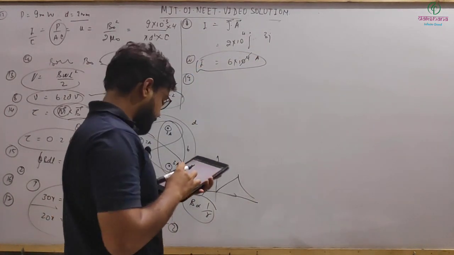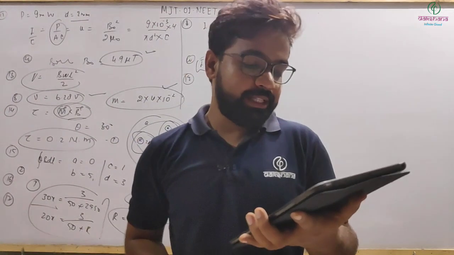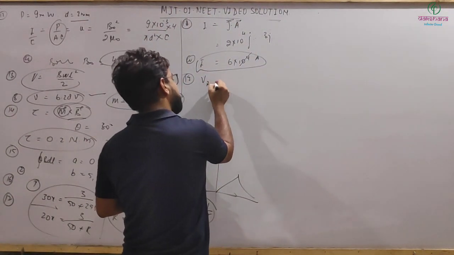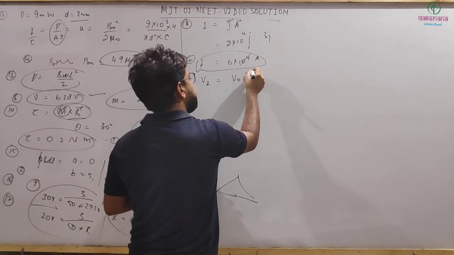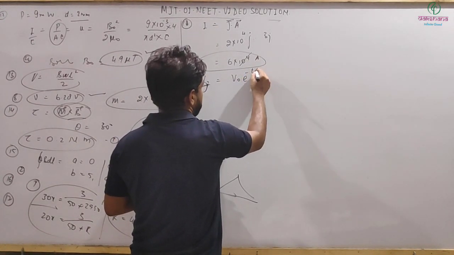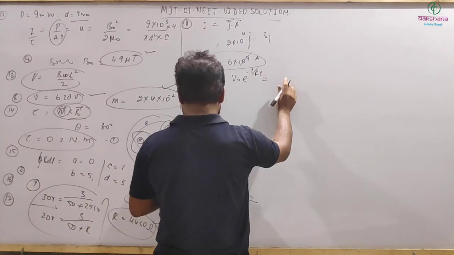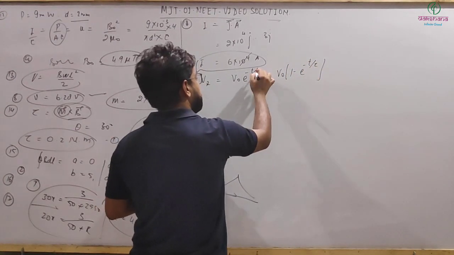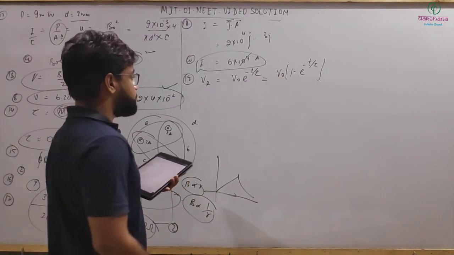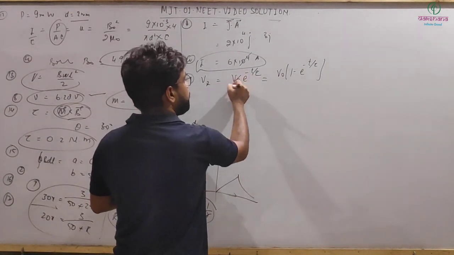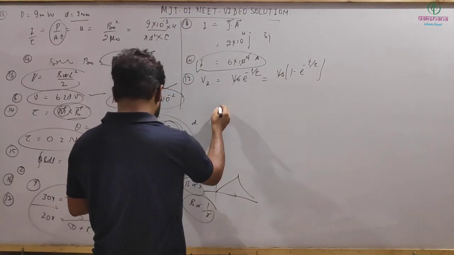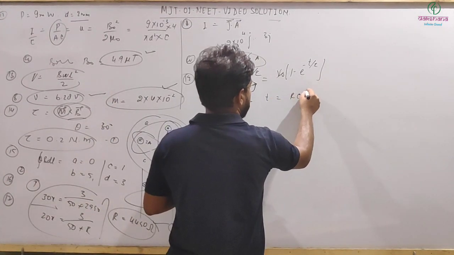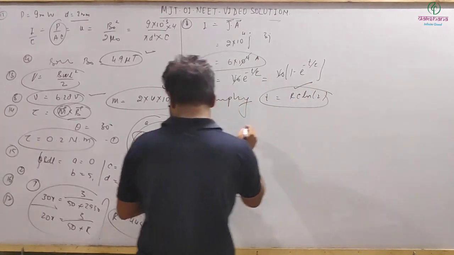Question number 19. During charging of a capacitor, find the time when potential drop across the capacitor equals the potential drop across the resistance. Potential drop across resistance is equal to V naught e raised to minus t by tau, where tau means RC. This is also equal to the potential drop across the capacitor, V naught into 1 minus e raised to minus t by tau. Solving and substituting, V naught gets cancelled. We need to simplify it for time. Simplifying it, we get t is equal to RC ln 2, which is the answer, matching with option number 3.